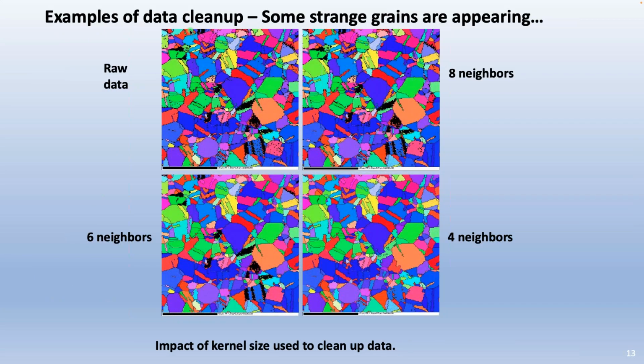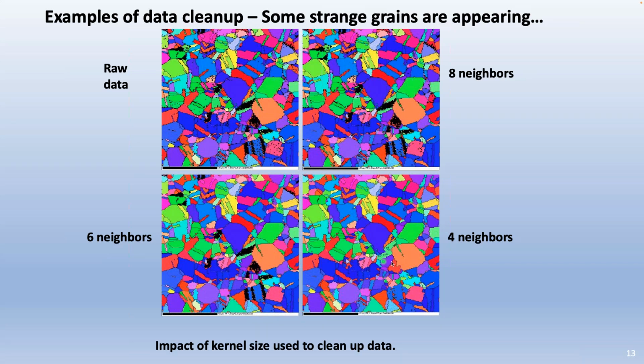Here are some examples of data cleanup. I think when you go crazy with this sort of procedure, you get some very strange looking grains appearing. So here's our raw data. It's not a great map. It was taken just to show what you can do, or what you shouldn't do. If we just fill in the 8 nearest neighbors, I think that's defensible. If you look between these two maps, you won't see a lot of changes or alterations that look a little bit strange. When we get down to 6 nearest neighbors, it's still defensible, although if you look closely, you'll start to see some changes in the data that may or may not be acceptable.